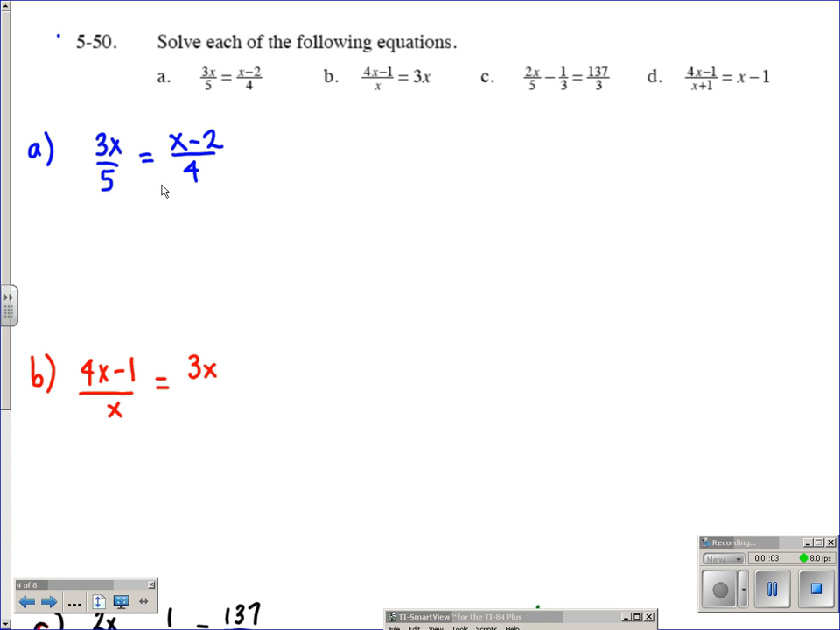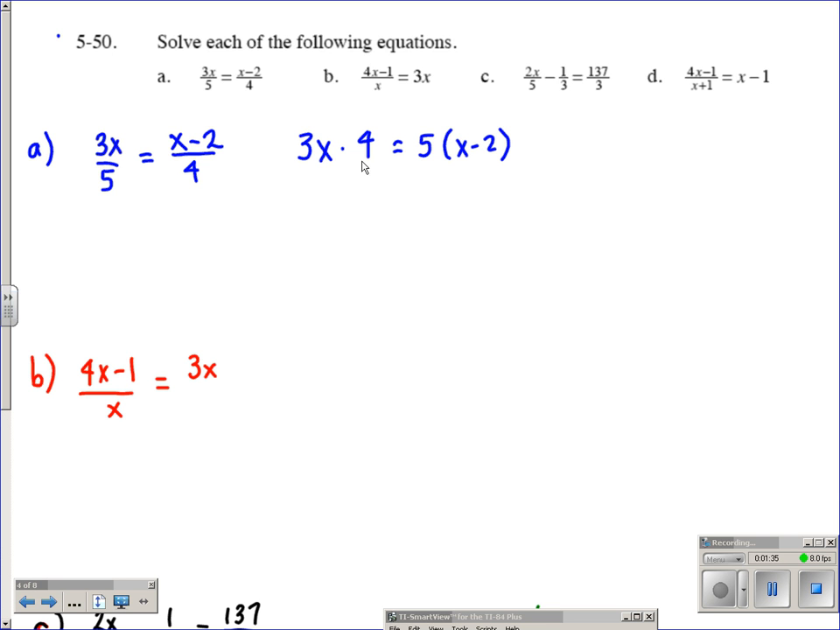So I'm going to do this one here with a little bit of a cross multiplication. So I'm going to say that I know that 3x times 4, so this one times this one, should equal 5 times the quantity of x minus 2. I have to remember to put my parentheses around that because that's a quantity.